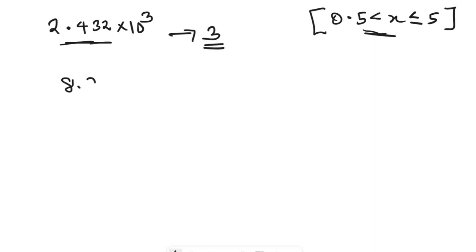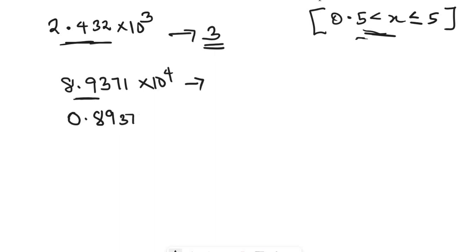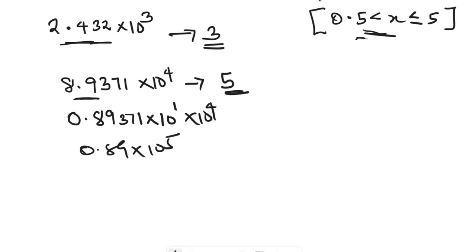Now, 8.9371 times 10 to the power 4. What is the order of magnitude? 8.9 is outside the range. So let's find a way so it can be 0.89371 multiplied by 10 to the power 1, multiplied by 10 to the power 4. At the end of the day, it is 0.89 times 10 to the power 5. So in this case, the order of magnitude is 5.